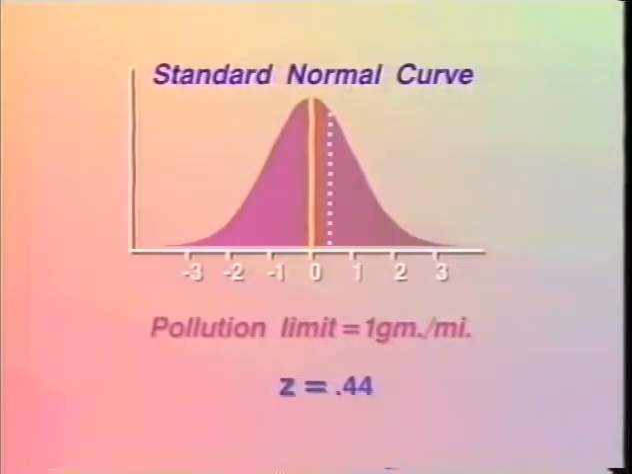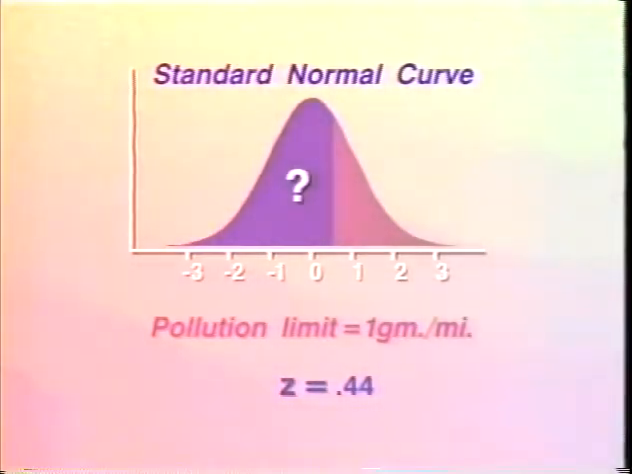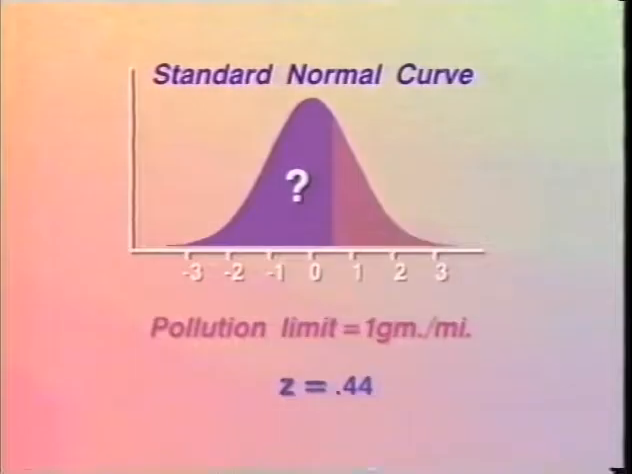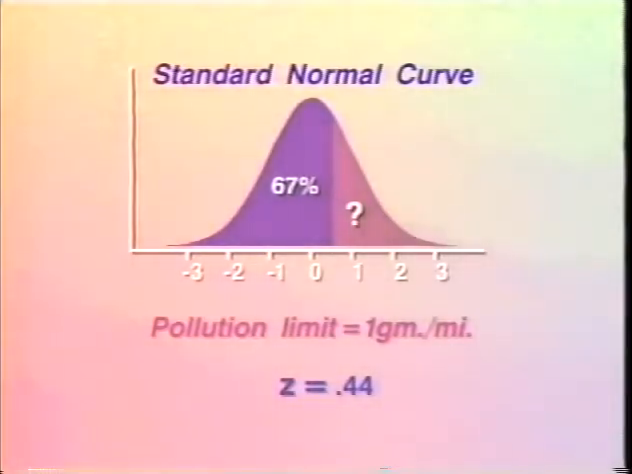Now we can use the table to tell us what percentage of observations lie below this z value. The corresponding number in the table is 0.6700, or 67%. What we wanted to know, of course, wasn't how many were below the limit, but how many exceeded the limit. Since the total area under any density curve is 1 or 100%, we can just subtract 67% from 100% to find our answer. It's 33%.